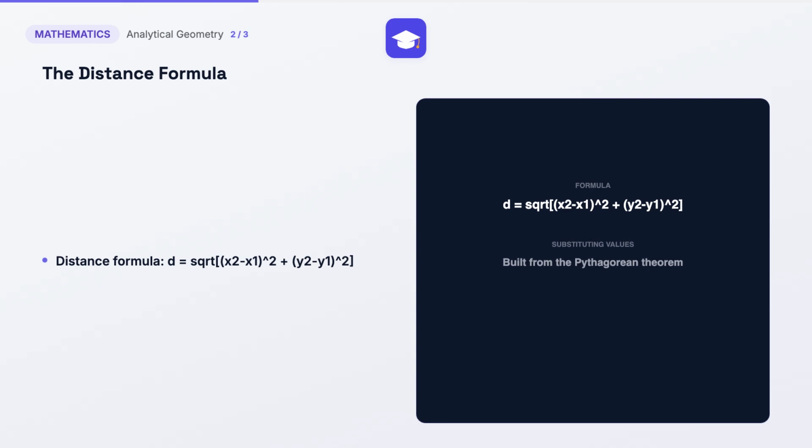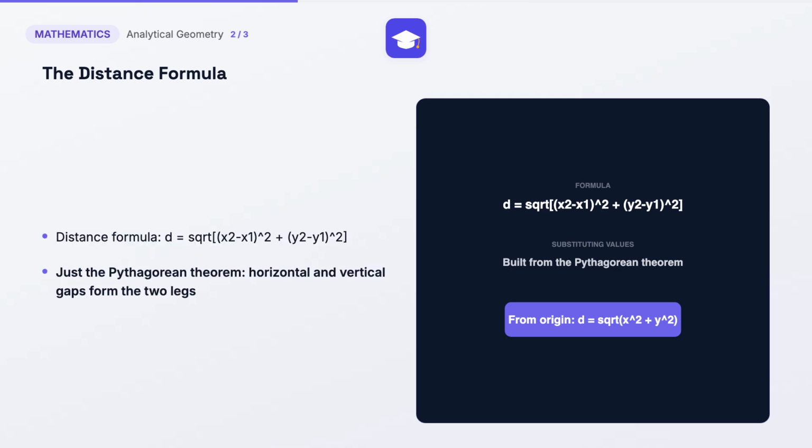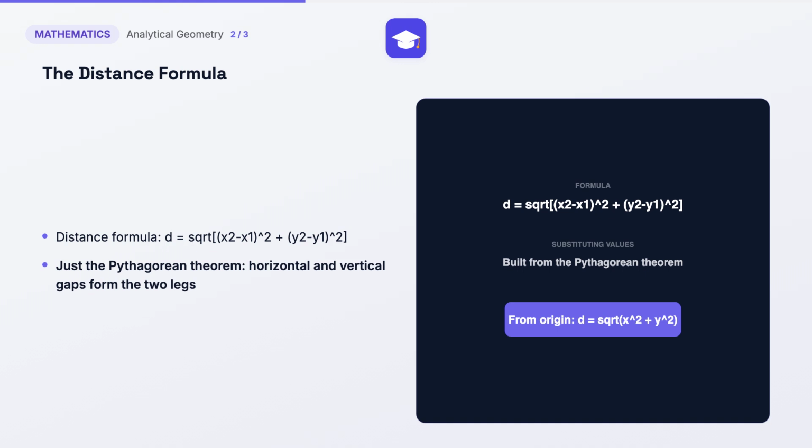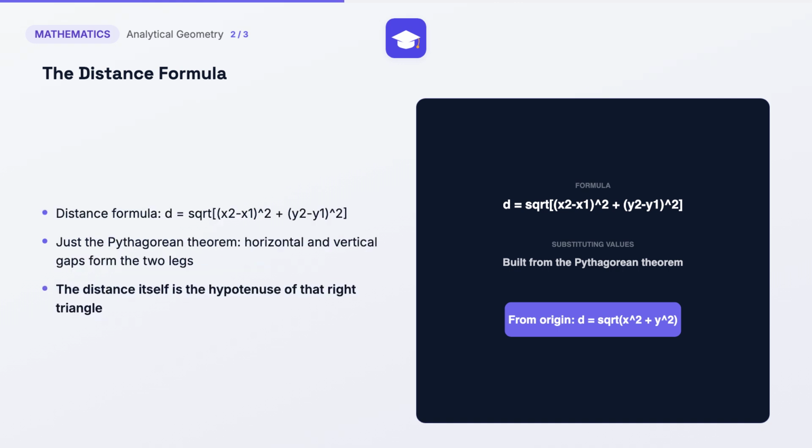The distance between 2 points (x1, y1) and (x2, y2) is given by d equals the square root of (x2 minus x1) all squared plus (y2 minus y1) all squared. This formula is nothing more than the Pythagorean theorem in disguise. The horizontal gap x2 minus x1 and the vertical gap y2 minus y1 form the two legs of a right triangle, and the straight line distance between the 2 points is the hypotenuse of that exact triangle.